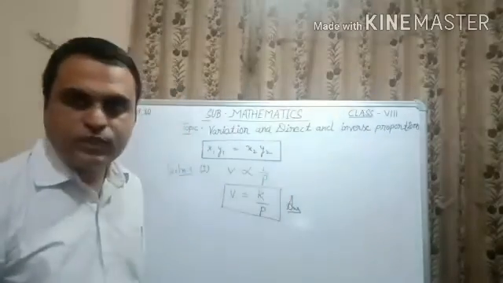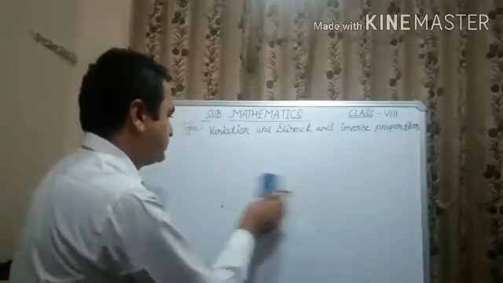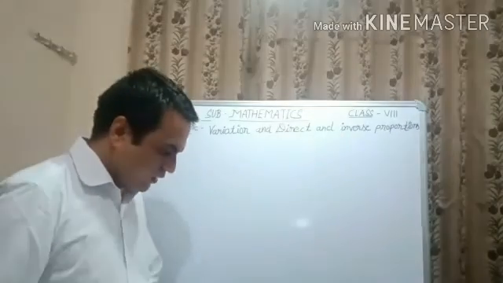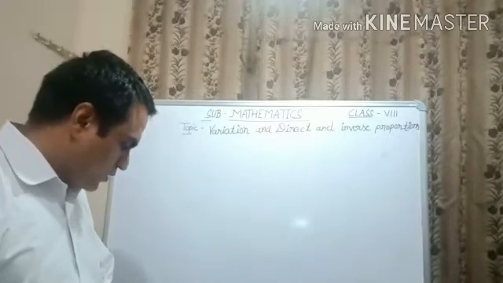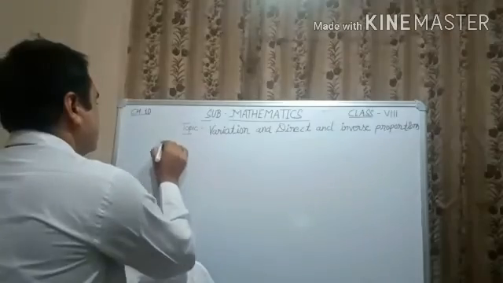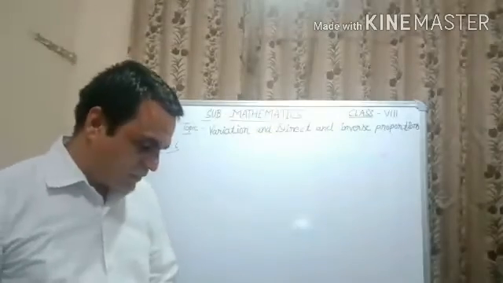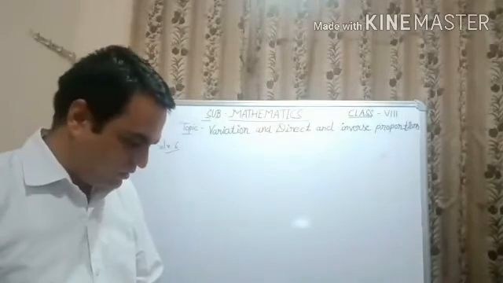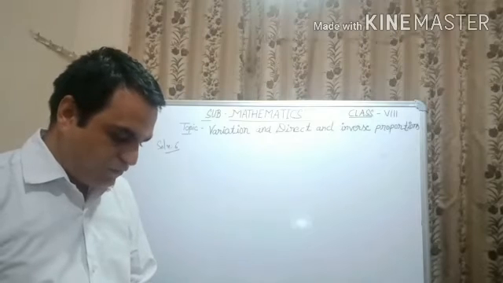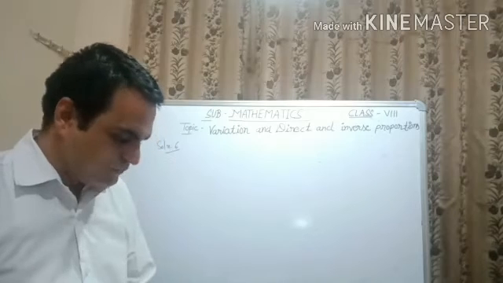Now we move to our next question. Question number 6, this is from our book. 28 pumps can empty a reservoir in 18 hours. In how many hours can 42 such pumps do the same work? I am repeating the question.